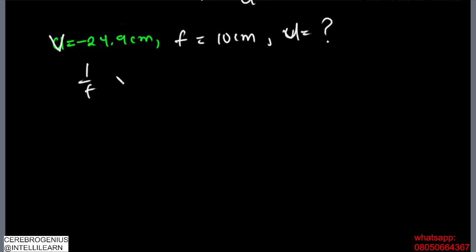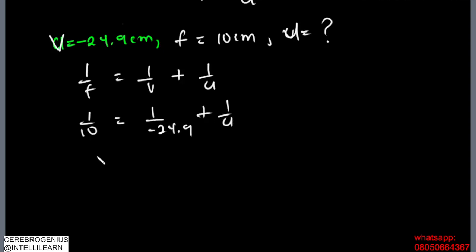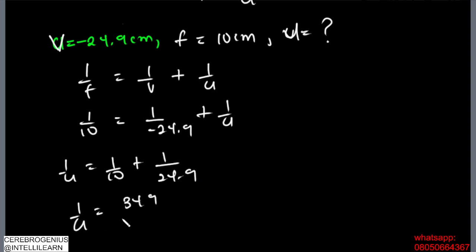So we are going to say 1 over F is 1 over V plus 1 over U. So 1 over 10 equal to 1 over V, which is minus 24.9, plus 1 over U. So we are going to have 1 over U to be 1 over 10 plus 1 over 24.9. Now we add this, 1 over 10 plus 1 over 24.9. So we have 1 over U to be 349 divided by 2490. So that U will be the inverse, 2490 divided by 349.